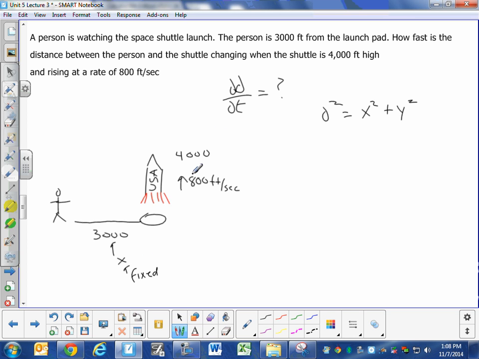Now, this rise of 800 feet per second and this 4,000. This 4,000 feet would be considered a what value? It's a variable, and what variable would we use for it? A y. This is a vertical distance. It's a y, but this is changing. This is variable. So we will not plug that in until after we differentiate. However, this 800 feet per second, what can I say that was equal to in notation? dy dt. Good, and it's positive.